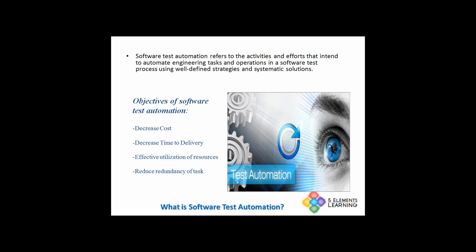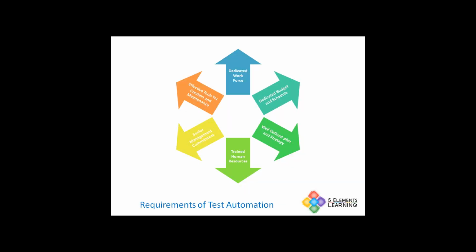Automation basically refers to a process where we are going to replace a man with the machine. So software test automation refers to the activities and effort that automate the engineering tasks and operations in the software test process using well-defined strategies and systematic solutions. The idea is to decrease cost, decrease time to delivery, for effective utilization of resources and reduced redundancy.